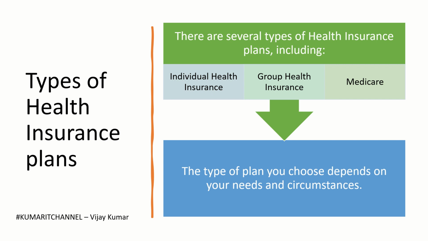As I said, when you're working for a specific employer, they would have a group plan. So you will be paying a lower premium when you take a group plan. And then there are Medicare and Medicaid for low income and senior citizens. People aged 60 and above can take that particular plan.